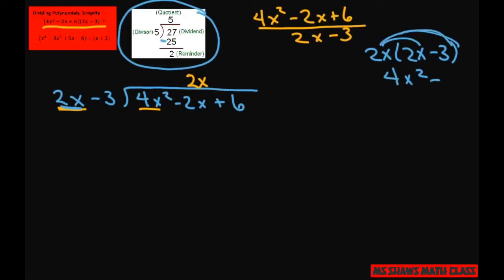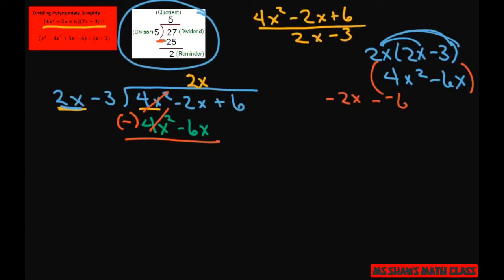And then we have minus 6x. So that's what we write here. We're going to have 4x squared minus 6x. And then we're going to subtract, just like you subtract here. I put the parentheses because that means we're subtracting both terms instead of putting the parentheses around the whole thing. So this cancels out, and we have negative 2x minus a negative 6x. So that's really negative 2x plus 6x, which gives me 4x. Then you bring down your 6.